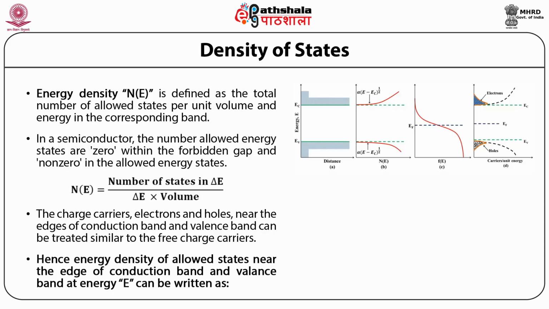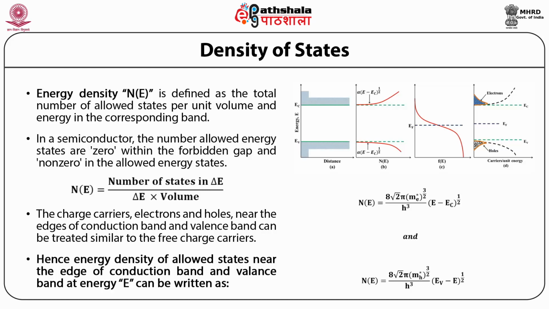Hence, the energy density of allowed states near the edge of the conduction band at energy E can be written as N(E) equal to 8 root 2 pi m_e star to the power of 3 by 2 divided by h cube, this whole multiplied by square root of E minus Ec. This is for E greater than or equal to Ec, where h is the Planck's constant.